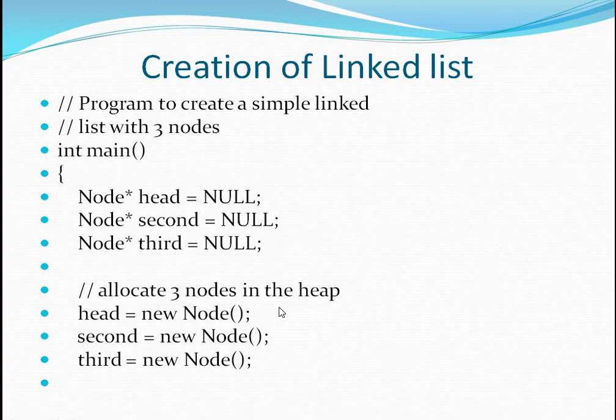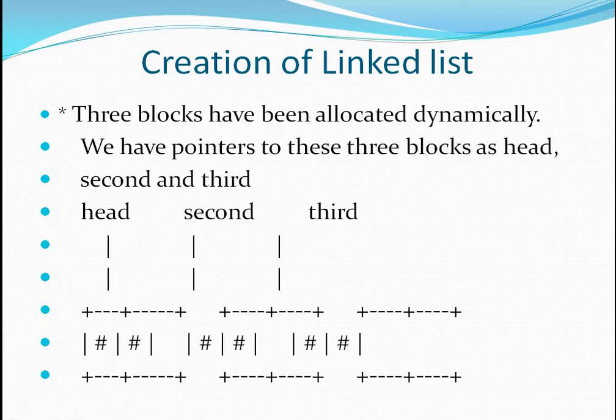Now we are going to allocate these 3 nodes in the heap. That means in the memory I am going to create the space for these 3 nodes. I have given them space in the memory heap with the help of this function new node, for head, second and third. These are the names of the 3 nodes that I have created. Now see, this is how you will see that 3 blocks are allocated dynamically in the memory.